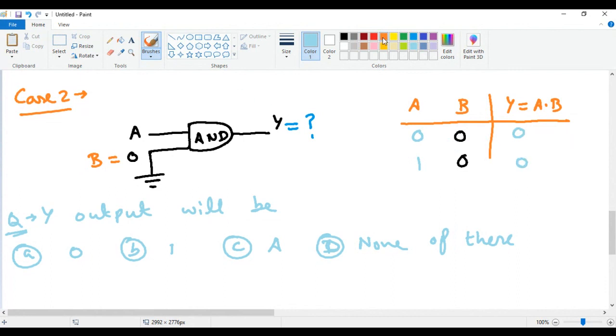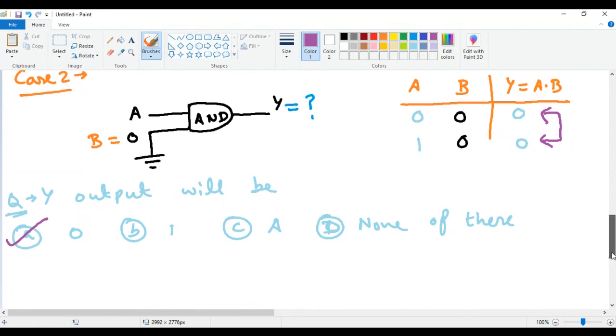So you can see in all the cases the output here is 0. It hardly matters whatever A is, the output will always remain 0. So what will be the right answer? Option A will be the right answer, because in all the cases the output is 0.